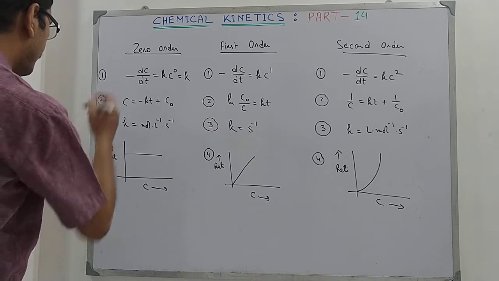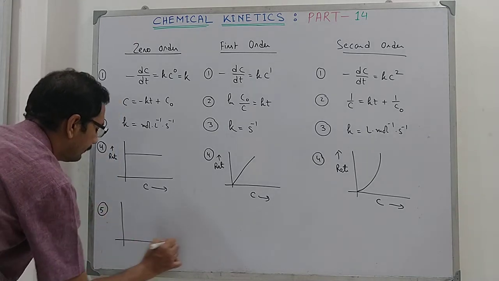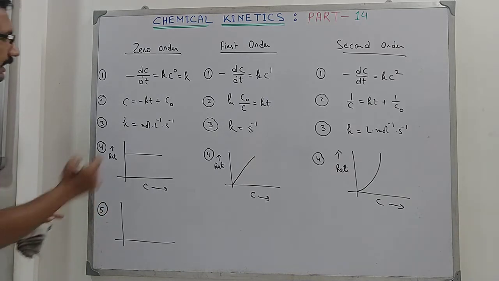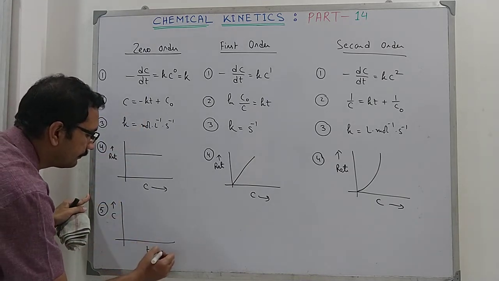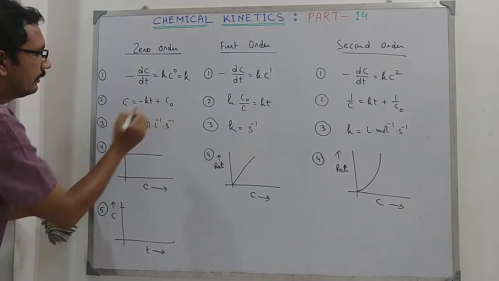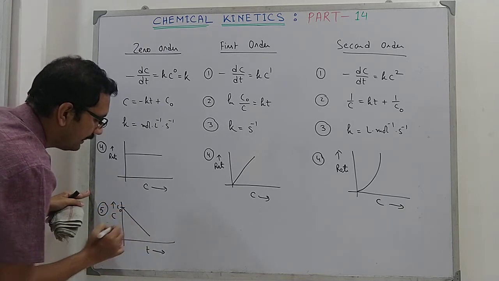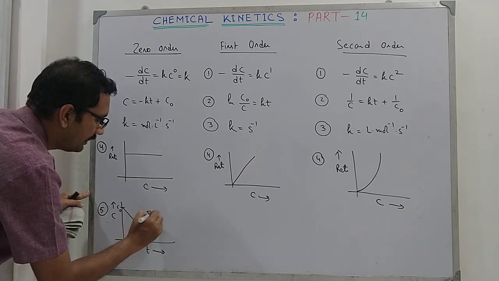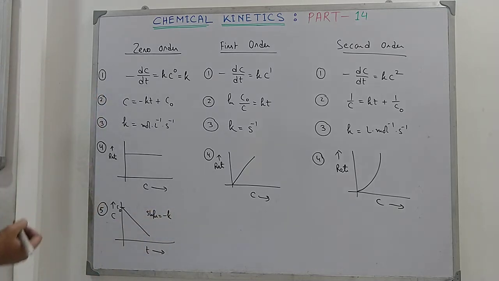Now from the integrated rate equation, we can have the plot of concentration over time. So when we plot this concentration with time, this is an equation of a straight line, so it will start from C0 and it will have a negative slope. So here the slope is minus k. From the slope we can have the value of k.